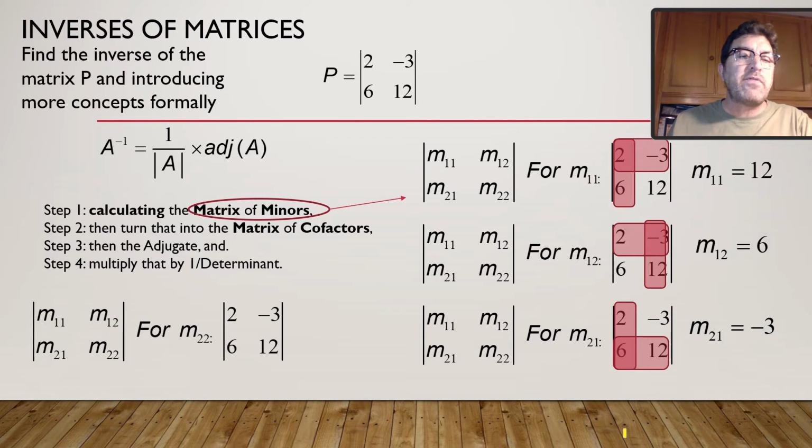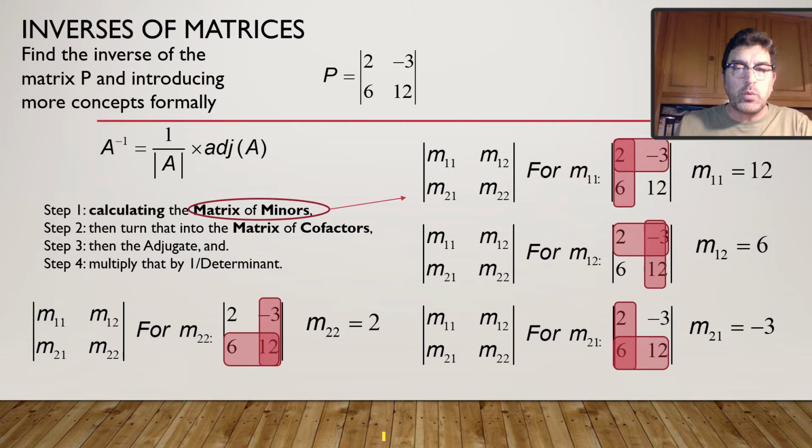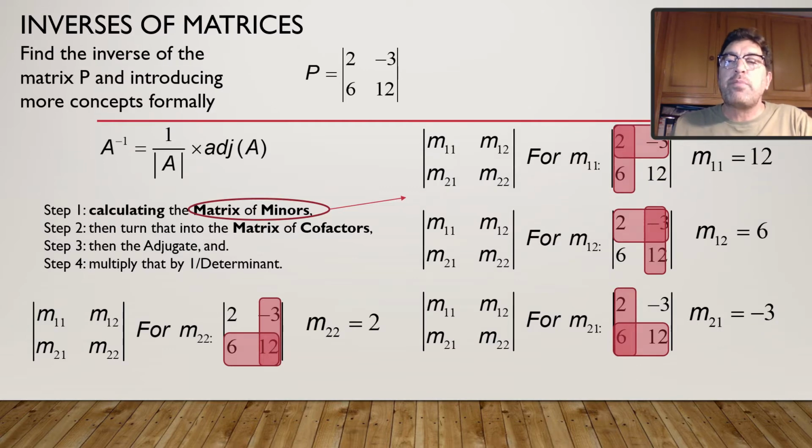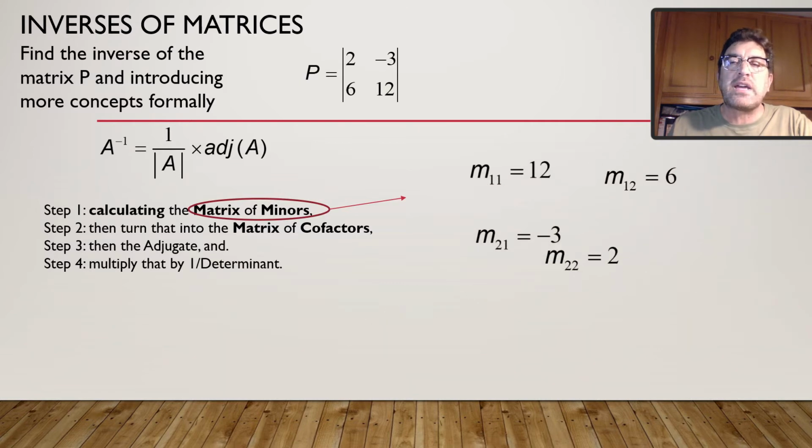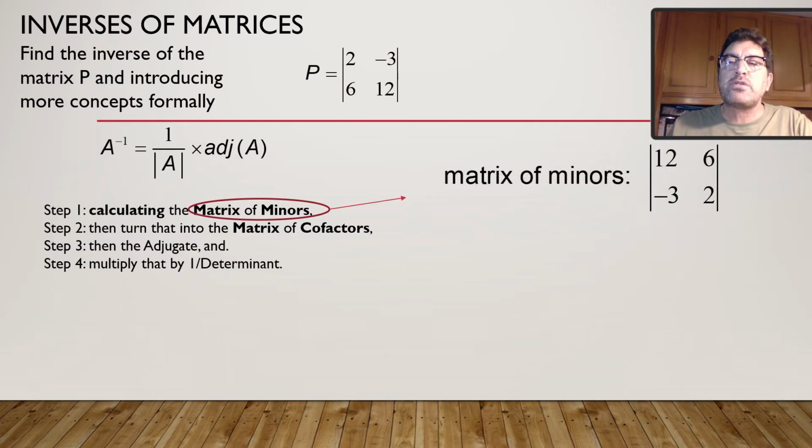The same for the fourth one. We want to find this entry, so we cover that row, that column, so the entry is going to be 2. Now folks, if we bring all of that together, there's all my minors that I calculated. If I put it into a matrix, that is what the matrix of minors is going to look like. Okay, the second step is to find the matrix of cofactors. Now let's see.